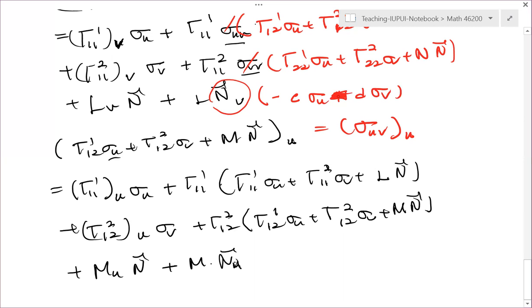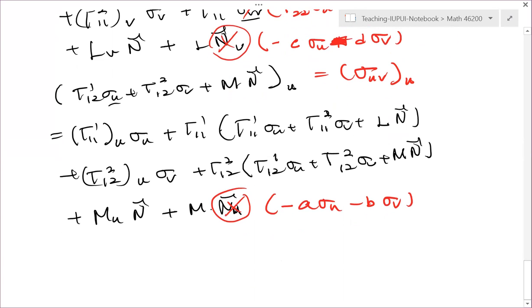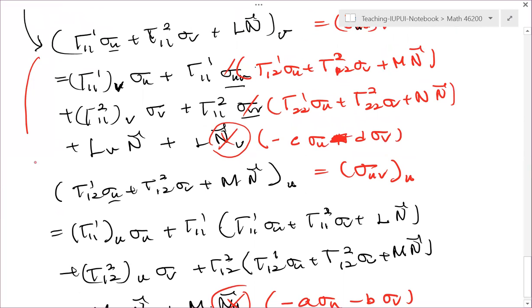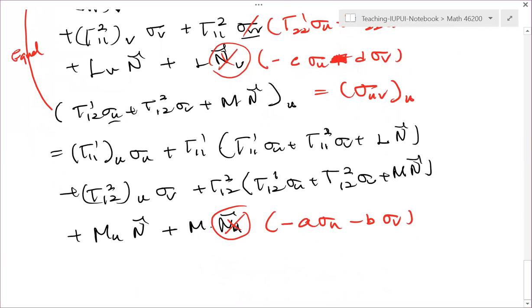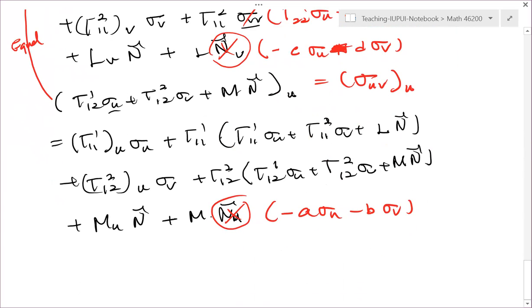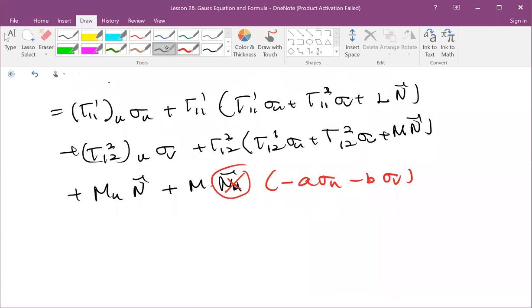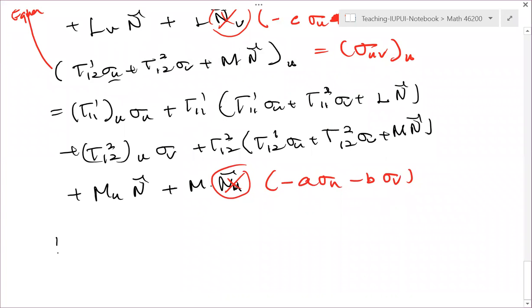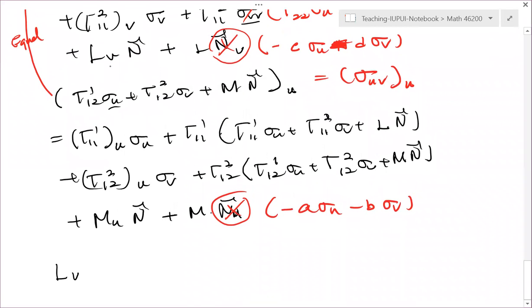Okay. And this one, remember, it's going to be replaced by negative A sigma U, negative B sigma V. So those two are equal. Then you can just compare the coefficients, and you get lots of identities from that. The first identity you probably don't need. It's going to be LV. LV compares this N, right? LV minus MU. And you compare their coefficients. This can be L.